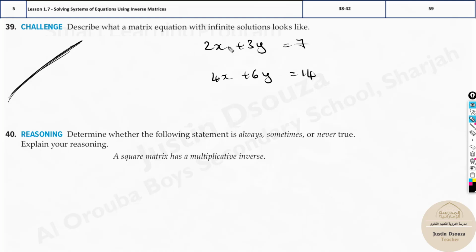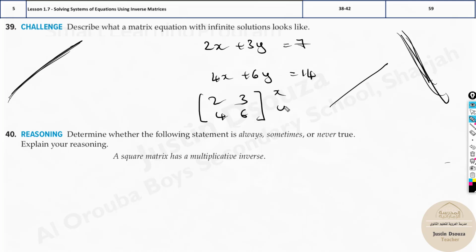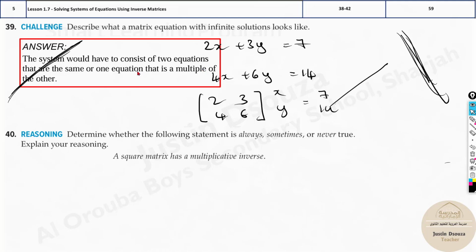Now they are all multiplied by 2, but still if you graph them, it'll be the same negative slope. So that's the thing. These two are an example. Now if you want to write it in matrix form, 2, 3, 4, 6, then x, y, then 7, 14. You will have infinite solutions here. So the system would have to consist of two equations that are the same, or one equation that's a multiple of the other. Say this is a multiple, 2 times.